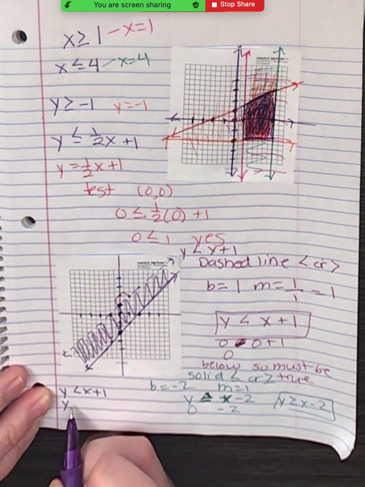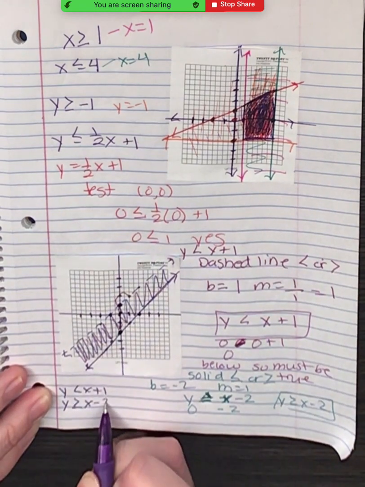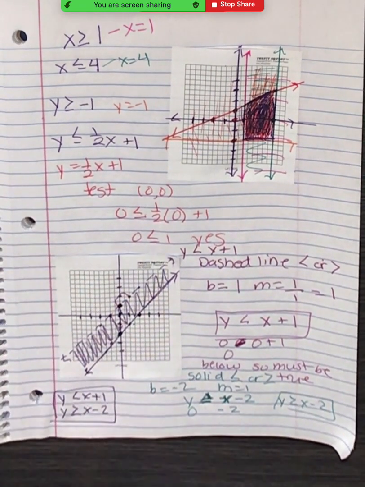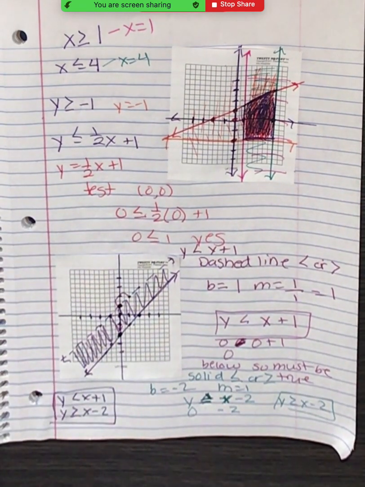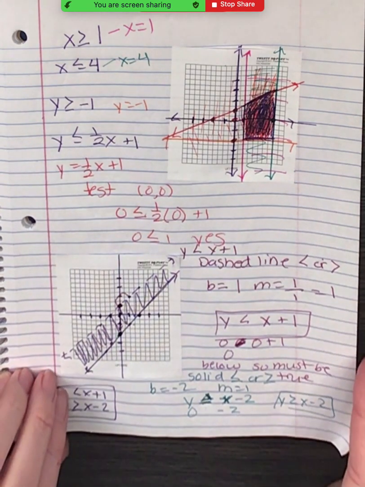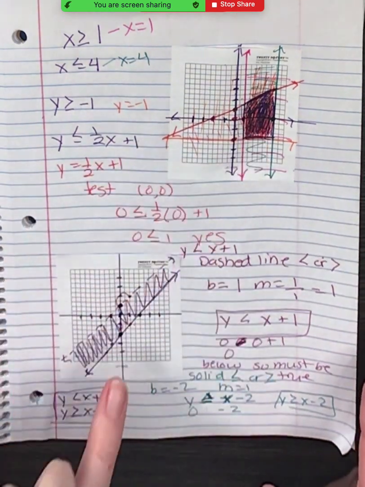Okay, so that would be your system, would be y is less than x plus 1 and y is greater than or equal to x minus 2. For the system that is shown there. Okay, so in 7.6 there are inequalities, so you're shading and then writing the equations.